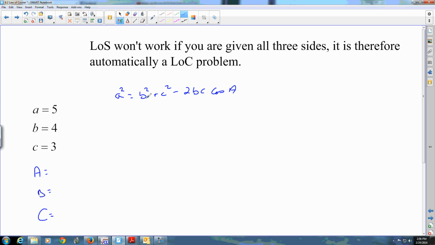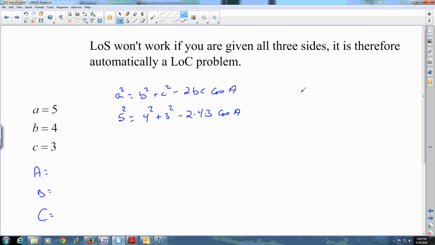You guys can either fill numbers in right away. I would caution you a little bit about that, because kids make a frequent mistake, so I'll start filling it out. 5 squared is equal to 4 squared plus 3 squared minus 2. Remember, 4 times 3. These two numbers have to go right there. Cosine A. I would strongly advise you guys do not start typing this stuff in your calculator. Just move stuff around as is.